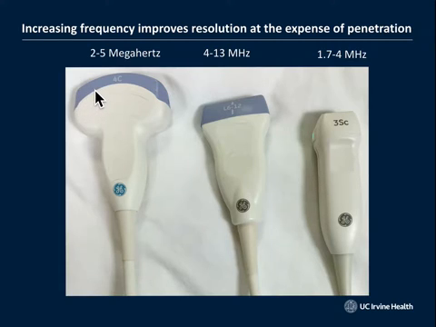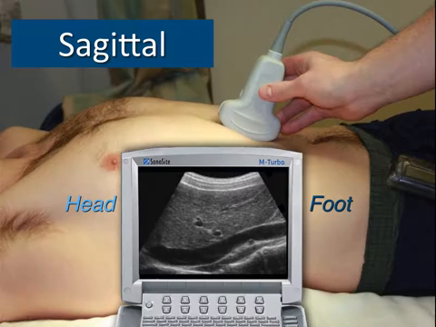So we use this for the kidneys, the gallbladder, the aorta, the pelvis, the bladder, things like that. And this here is sometimes called the vascular probe because it's that high frequency. Use it for superficial structures, of which vessels tend to be. So those are the three probes that we'll be talking about.